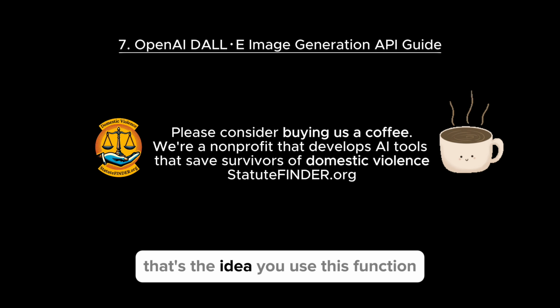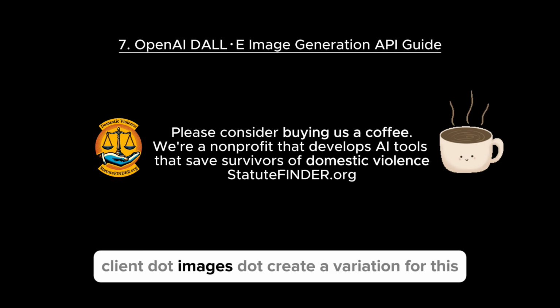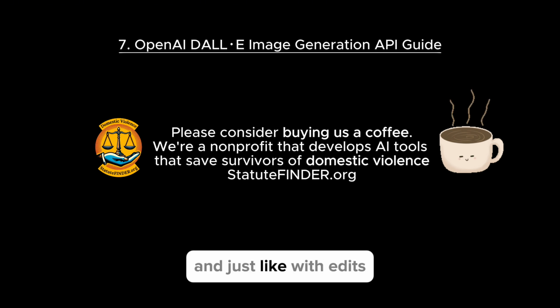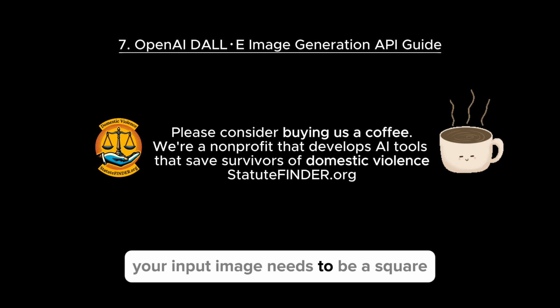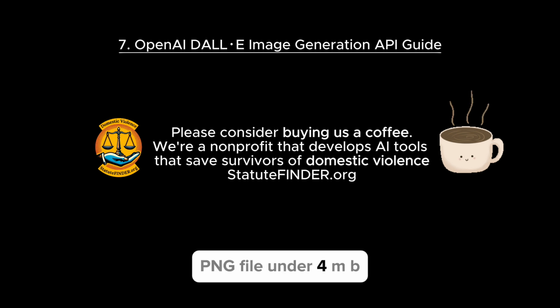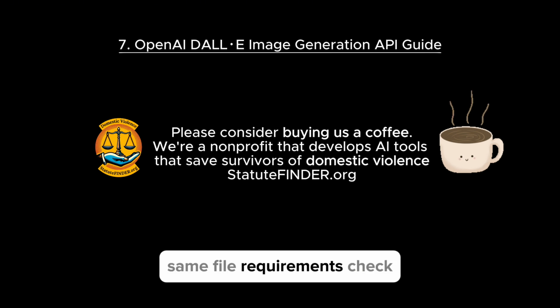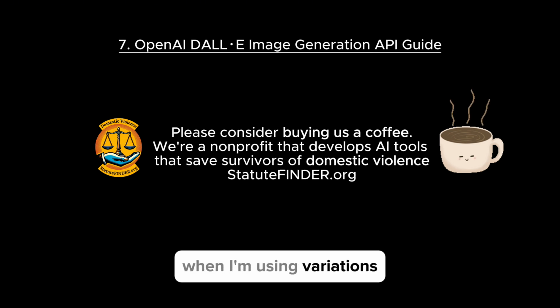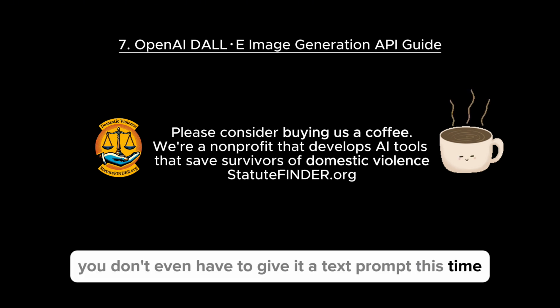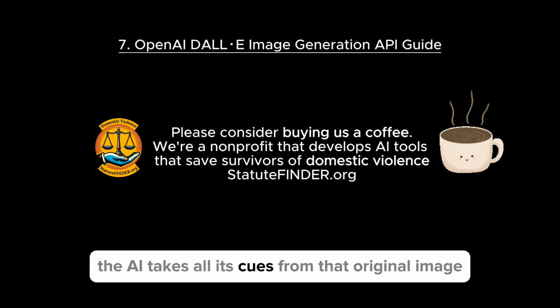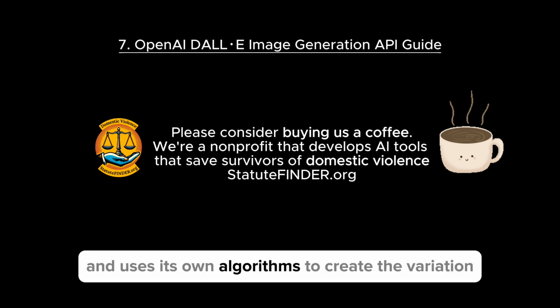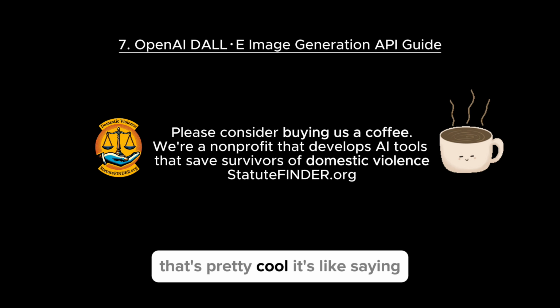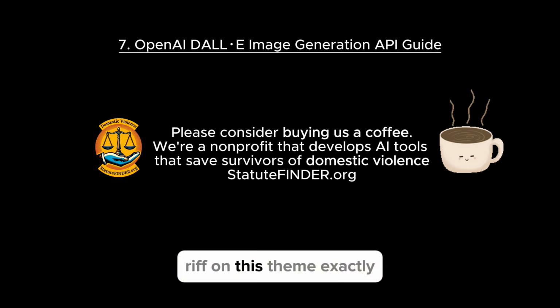That's the idea. You use this function client.images.create_variation for this, and just like with edits, your input image needs to be a square PNG file under 4 MB. Same file requirements, check. Is there anything else I need to tell the AI when I'm using variations? Nope. You don't even have to give it a text prompt this time. The AI takes all its cues from that original image and uses its own algorithms to create the variations. That's pretty cool. It's like saying, hey, AI, riff on this theme.